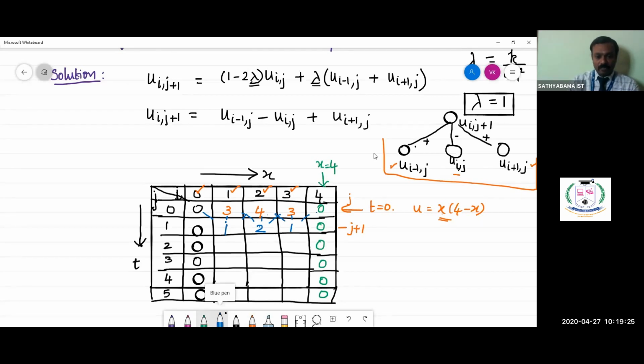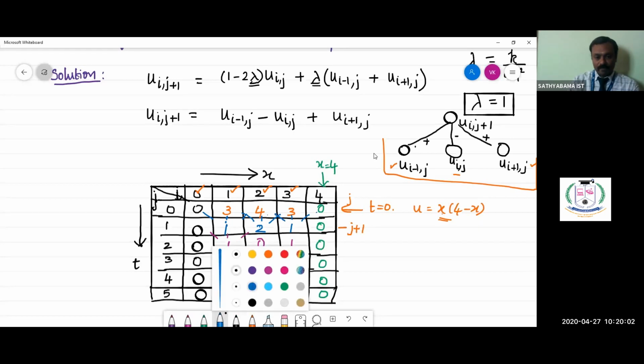Similarly, if you want to fill up this row, 0 plus 2 minus 1, it is 1. 1 plus 1 minus 2, 0. 2 plus 0 minus 1, it is 1. 0 plus 0 minus 1. 0 plus 0 minus 1, minus 1. 1 plus 1 minus 0, 2. 0 plus 0 minus 1, minus 1.